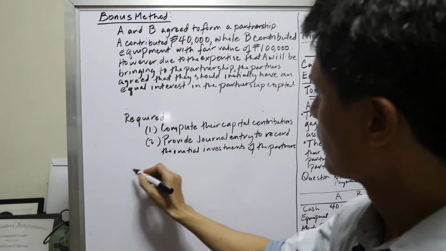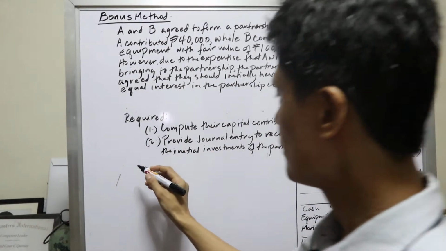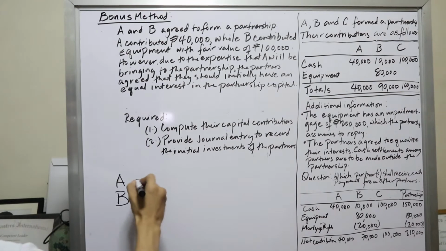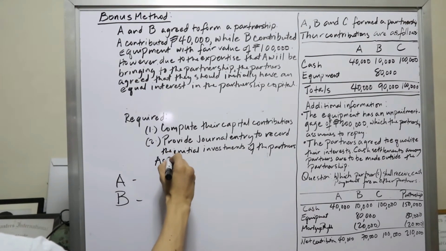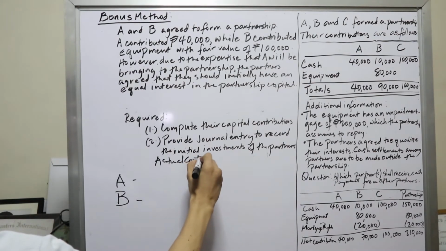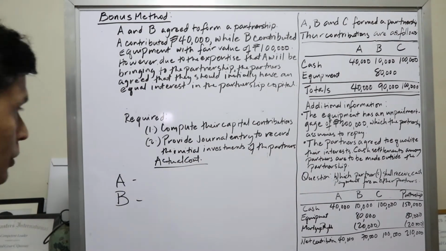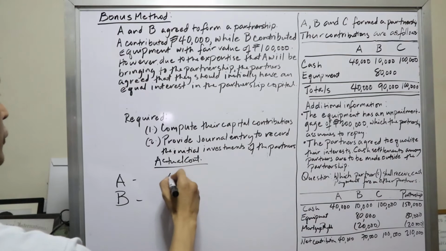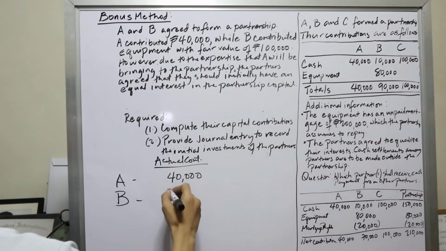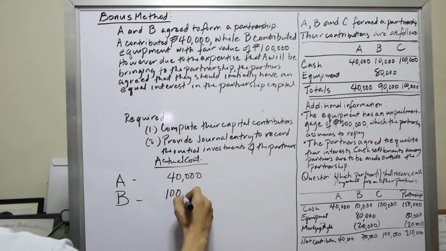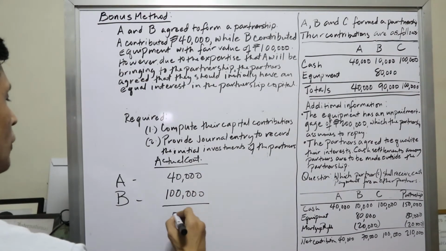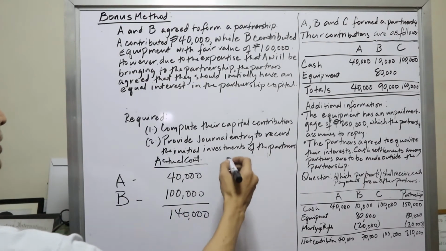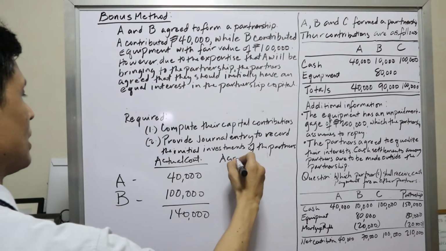So, simple lang yan. So, lagay natin dito, easy as A, B, C. We can place here A and B. So, this is their actual contribution. Magkano yung binigay ni A? It's 40,000. Yung kay B naman, 100,000 pesos. So, for a total of 140,000 pesos.